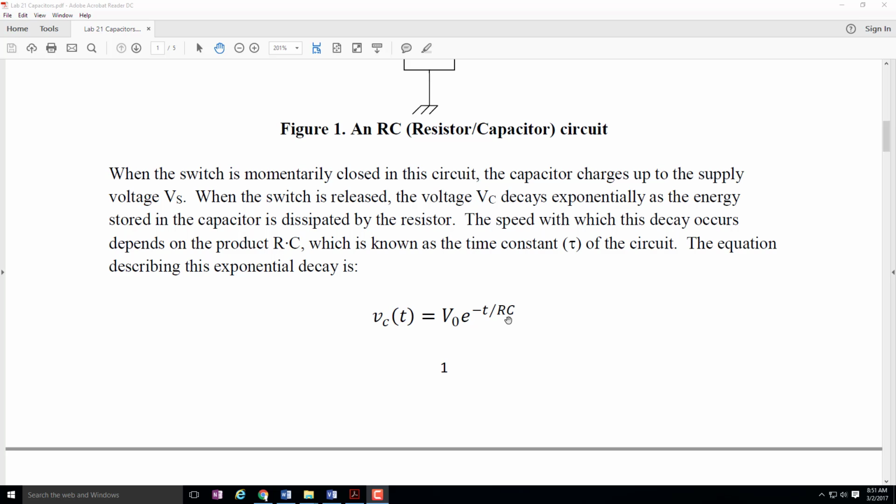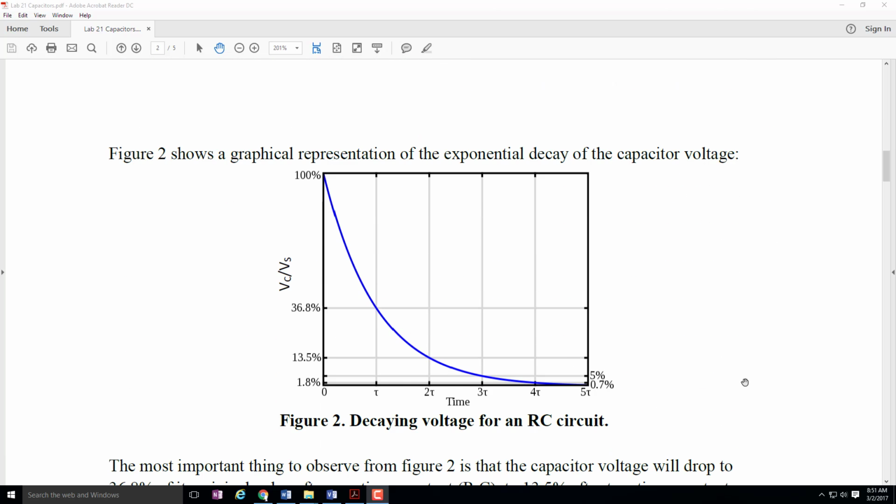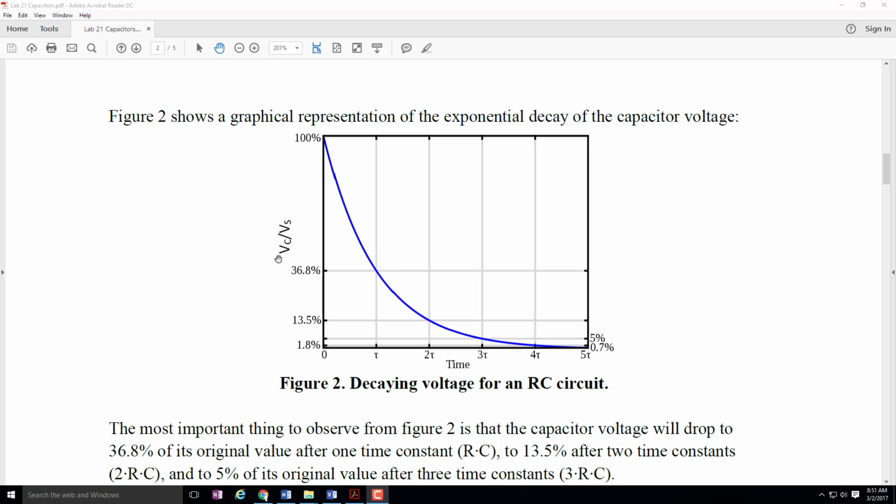So what you see is that if we knew R and C, and if we know a particular time, and we know the original voltage, then we can predict the voltage at any other time. We can also do that by looking at an exponential decay curve. Here you can see that we're looking at V sub C, the voltage across the capacitor, divided by V sub S, the supply voltage, sometimes called V sub 0. And at t equals 0, of course, we're at 100%. But as time passes, the voltage is going to decay exponentially.